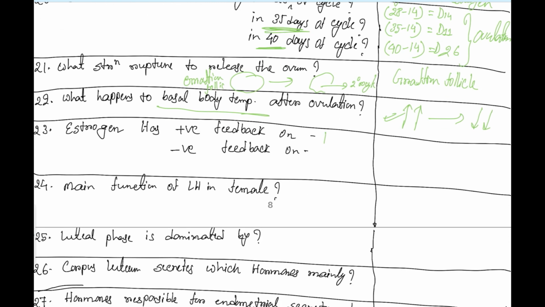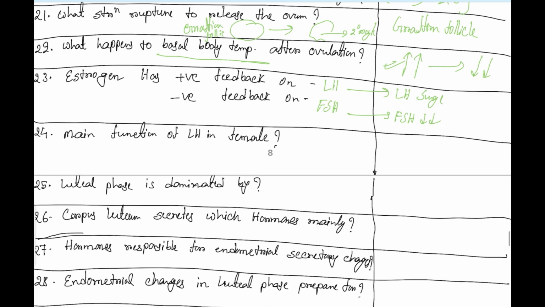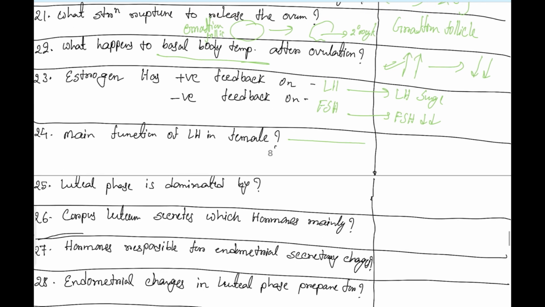Estrogen has positive feedback on LH, and that is why the LH surge occurred. Estrogen shows its negative feedback on FSH. That's why FSH gets decreased. So the main function of LH in females, you will answer it as ovulation, because of LH surge only ovulation occurs, right? Ovulation and corpus luteum formation. What is this corpus luteum? I told you, this graafian follicle gets ruptured and releases the secondary oocyte, right? The remaining portion of the graafian follicle we call the corpus luteum.